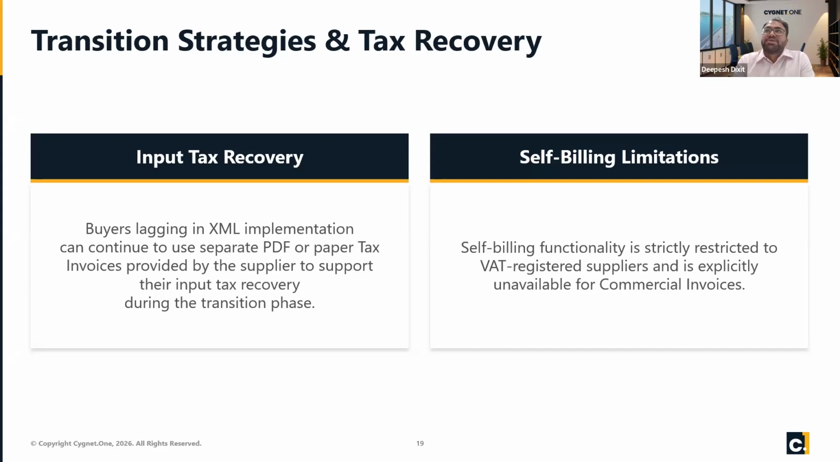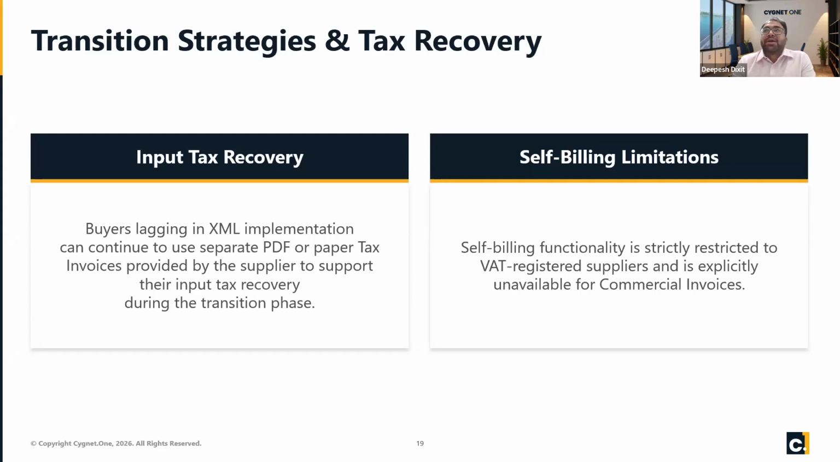Once that 6 months gap is finished, all the phase 2 entities would be on the PEPPOL framework. Then it is not mandated to maintain the PDF or to receive the invoices over PDF for the input tax credit. But yes, for the 6 months, they might have to maintain that PDF. They have to ask for the PDF from their vendors to claim the ITC for that 6 months.